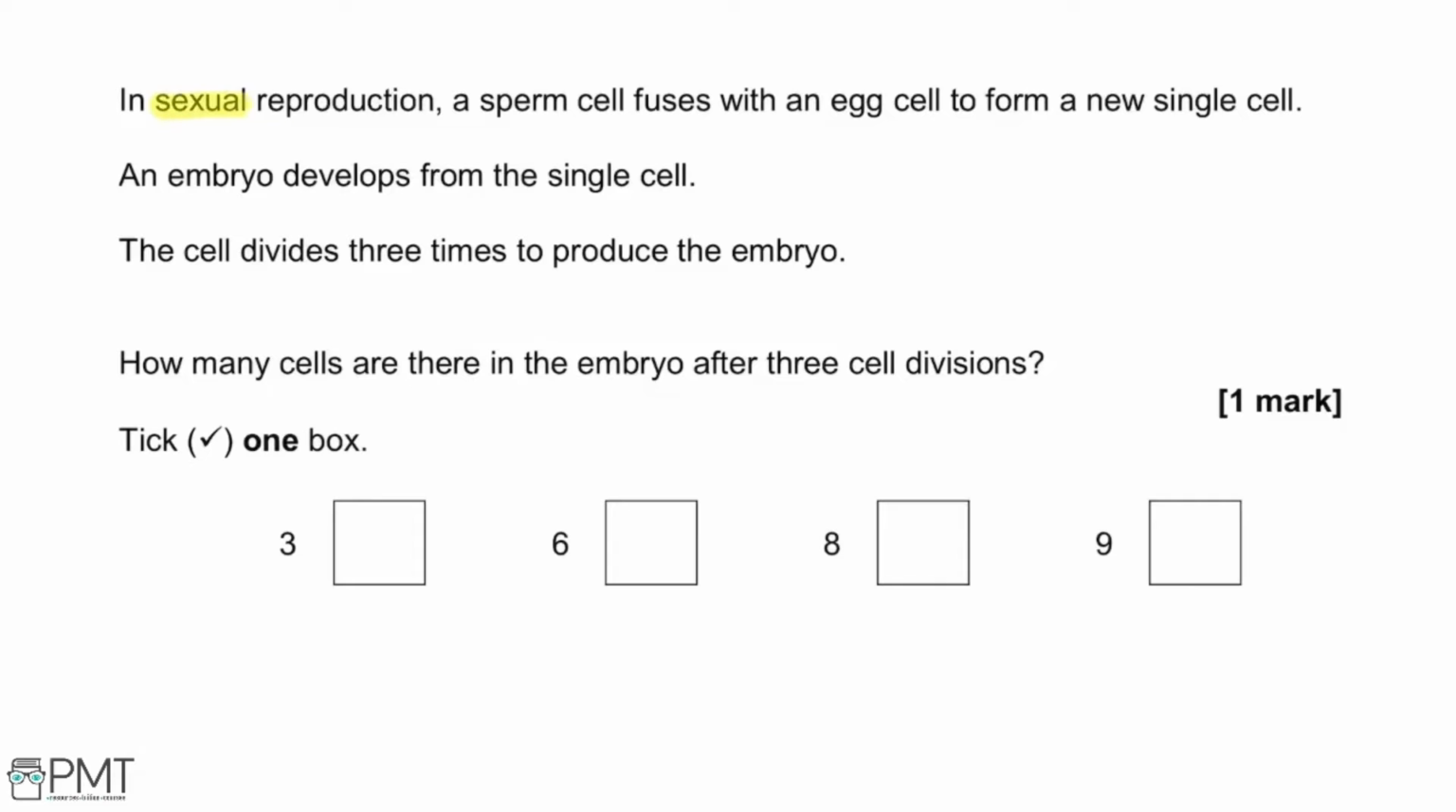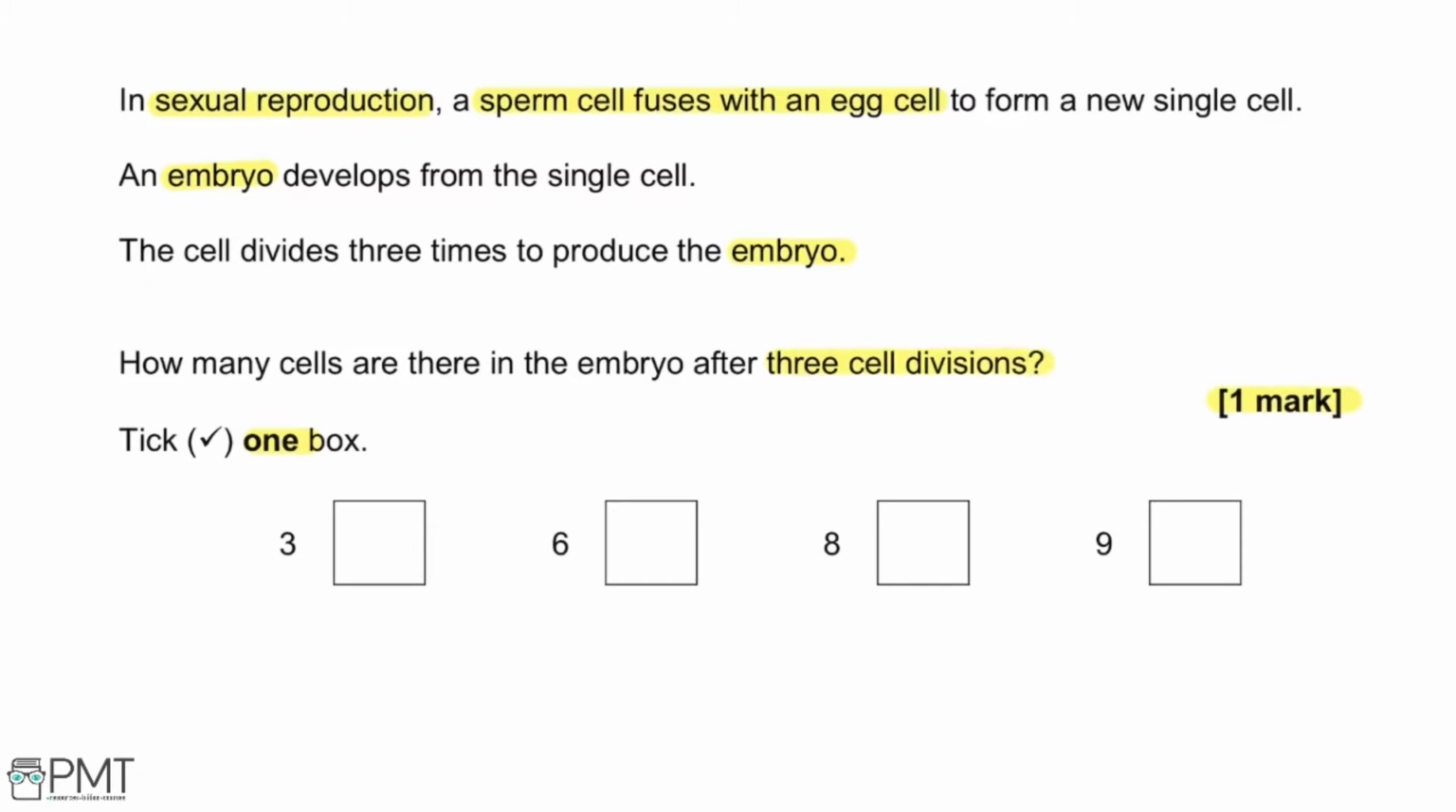In sexual reproduction, a sperm cell fuses with an egg cell to form a new single cell. An embryo develops from this single cell. The cell divides 3 times to produce an embryo. How many cells are there in the embryo after 3 cell divisions? Tick one box, and this question is worth 1 mark.